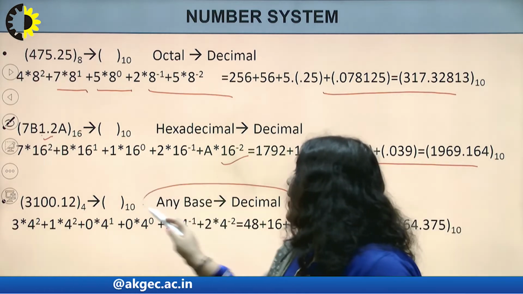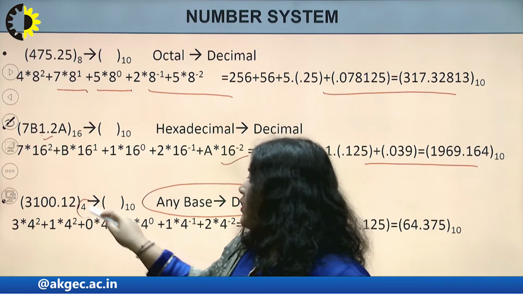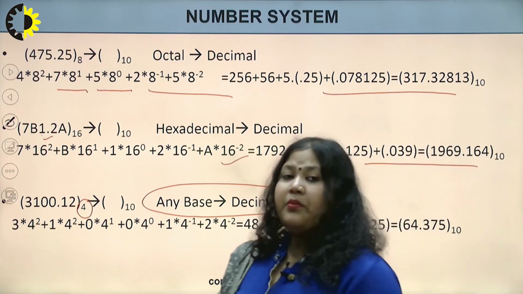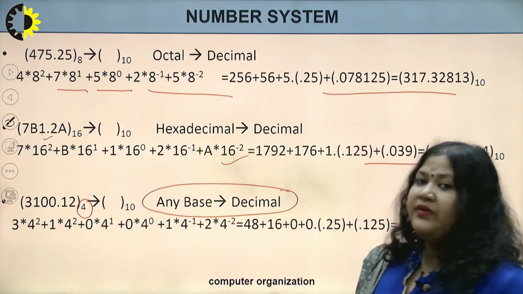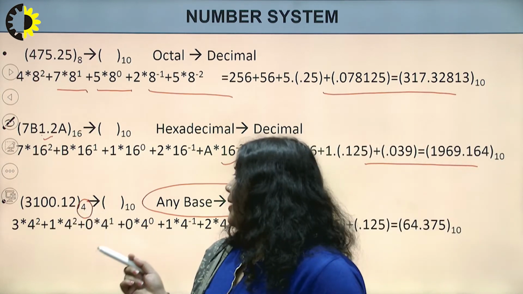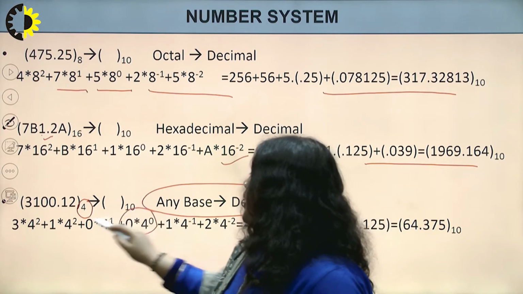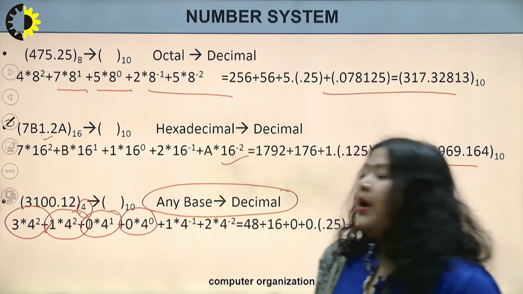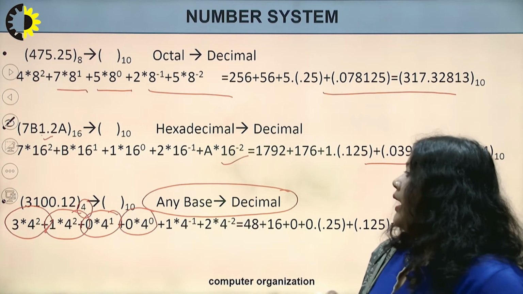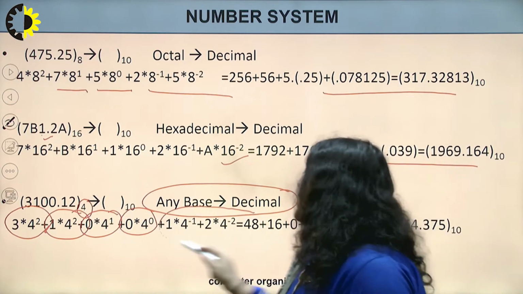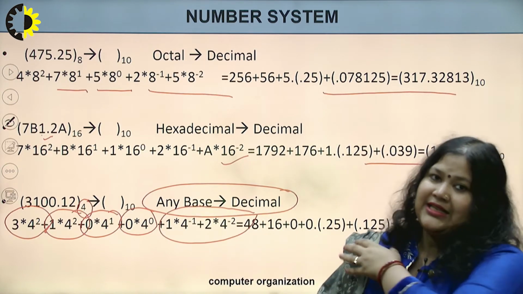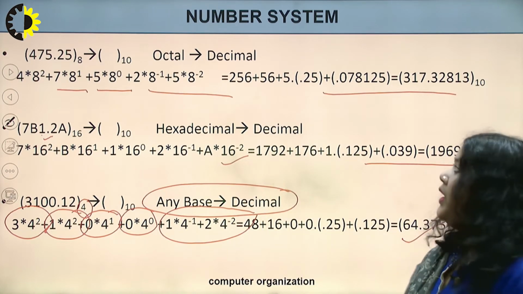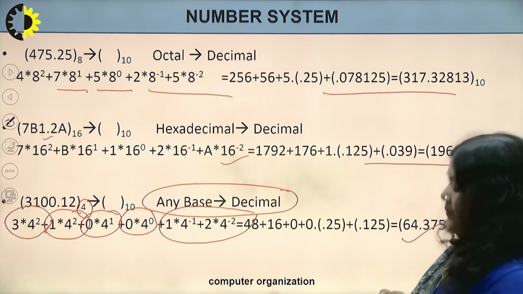Now this is an example of any base to decimal. This is base 4, which does not have a defined weight, so let's take base 4 and convert the number. The same procedure applies: 0 multiplied by 4 to the power 0, 0 multiplied by 4 to the power 1, 1 multiplied by 4 to the power 2, 3 multiplied by 4 to the power 3, 1 multiplied by 4 to the power -1, and 2 multiplied by 4 to the power -2. These are the basics when we have to convert any base to decimal. So this is the final answer, 64.375.